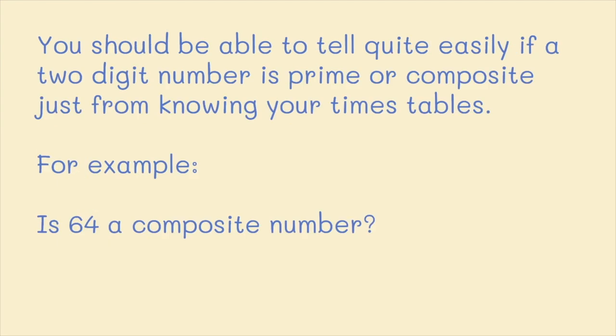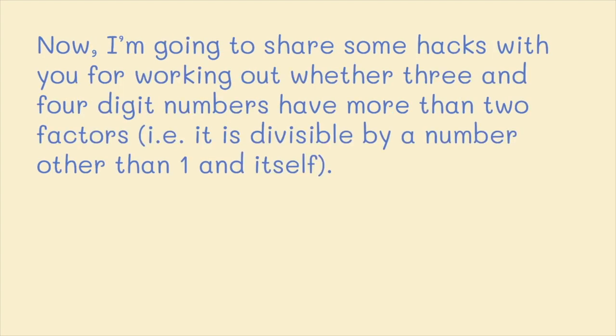You should be able to tell quite easily if a 2-digit number is prime or composite just from knowing your times tables. For example, is 64 a composite number? Think, is 64 in a times table that you know? Now I'm going to share some hacks with you for working out whether 3 or 4-digit numbers have more than 2 factors, that they're divisible by a number other than 1 and itself.